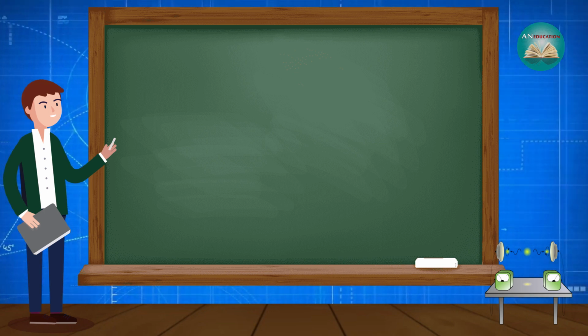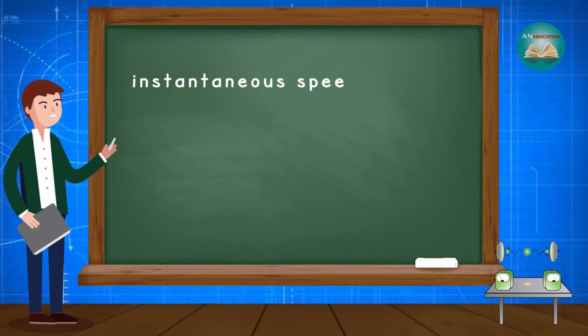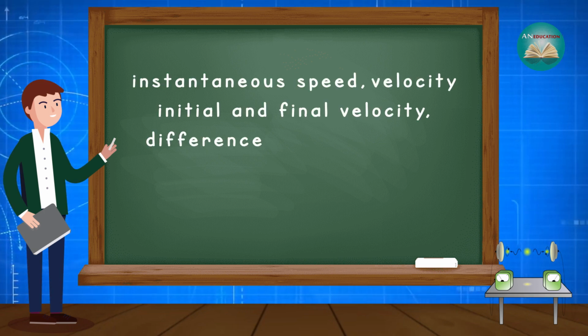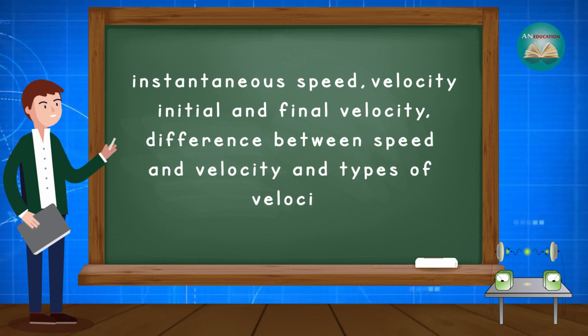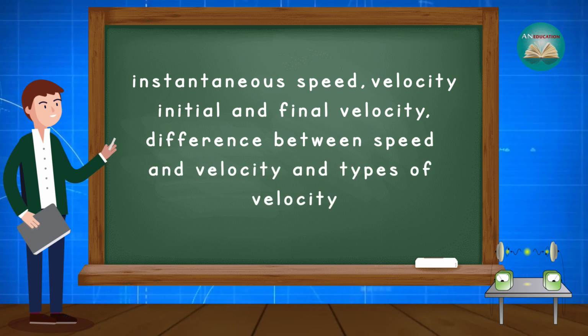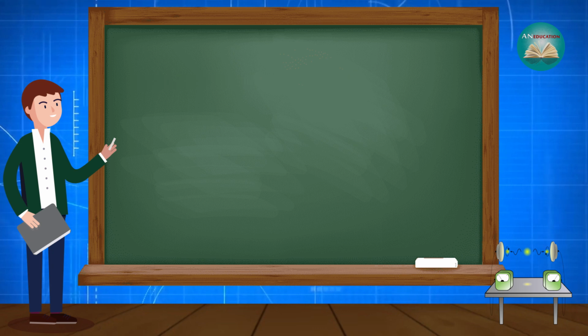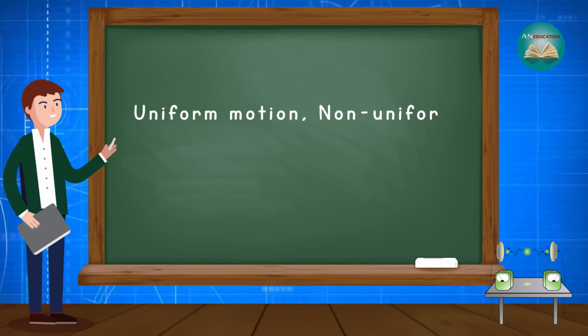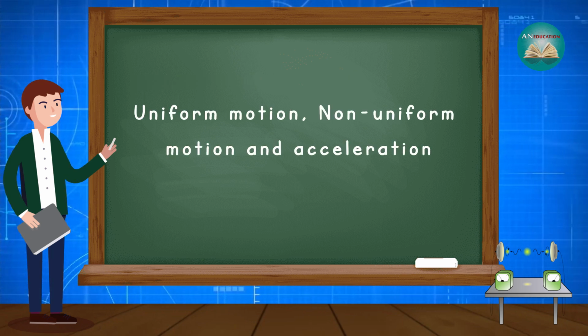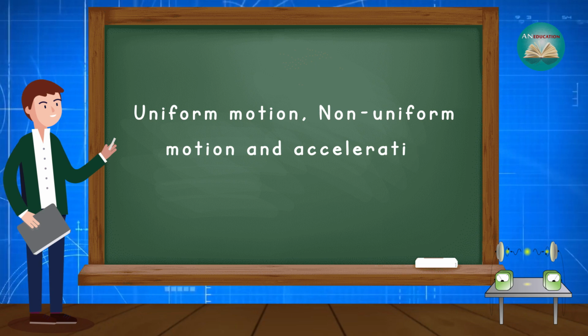In the previous video, we were discussing instantaneous speed, velocity, initial and final velocity, the difference between speed and velocity, and types of velocities. In this video, we will learn about uniform motion, non-uniform motion, and acceleration. So let's start today's video.